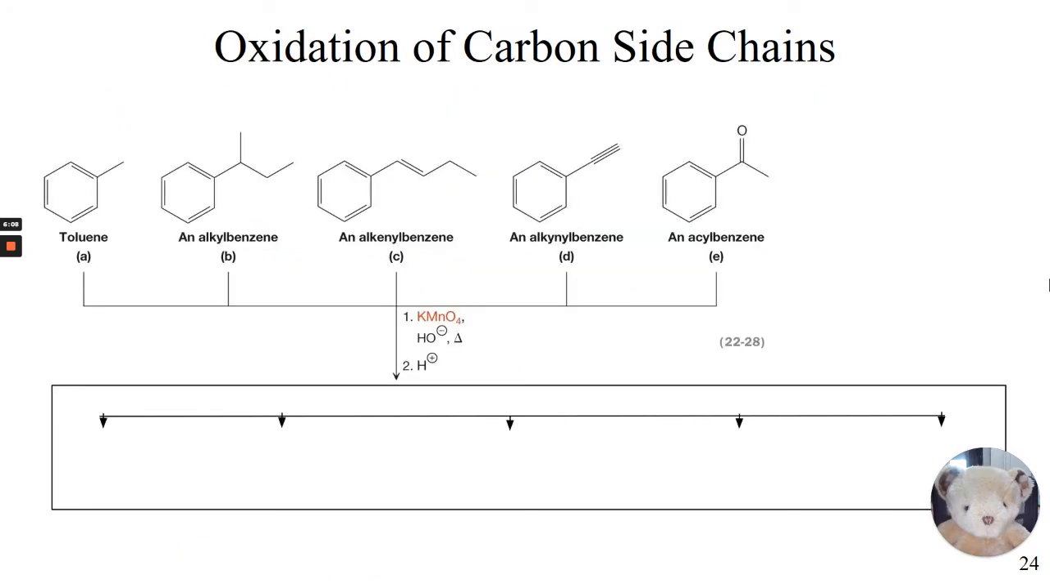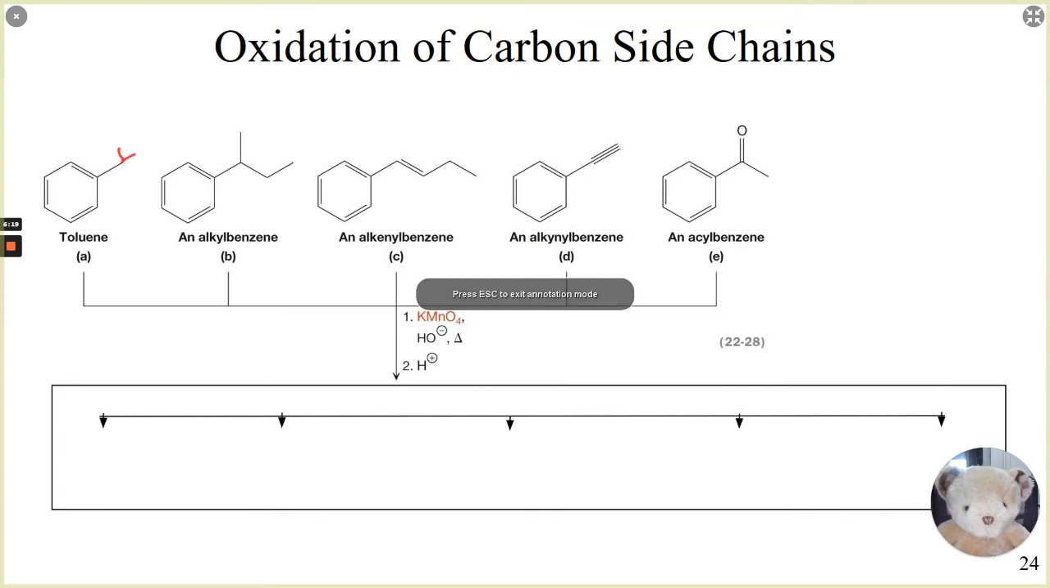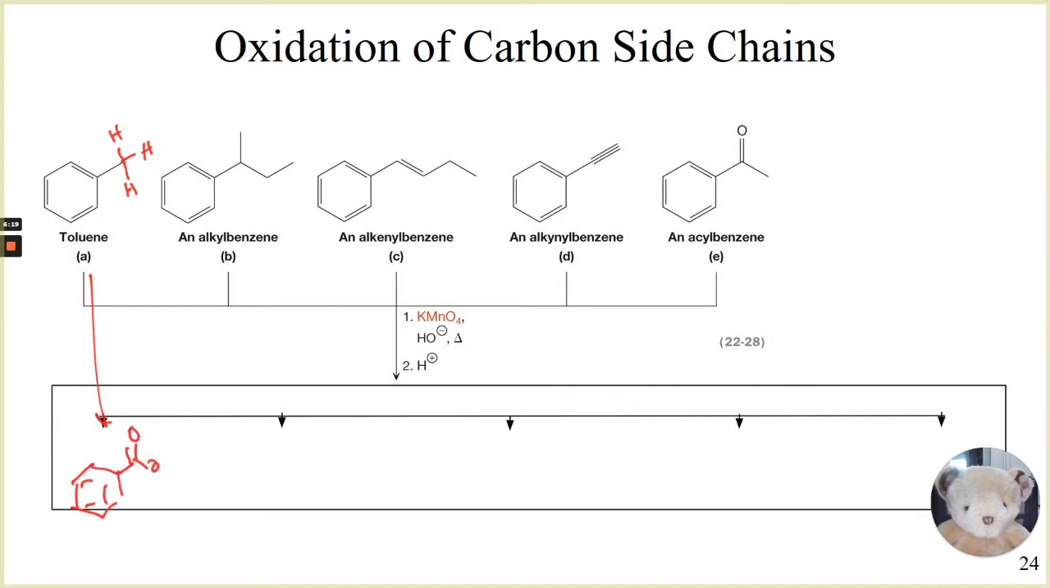So here we go, a whole bunch of carbon side chains. Note here we're throwing in the permanganate, so we should now be able to predict what our products would be. If we start with our toluene, we've got those 3 hydrogens. That would suggest the toluene should go to benzoic acid. Okay? And indeed it does.